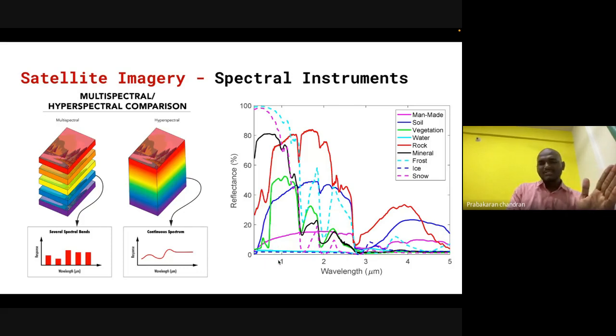But if you go beyond this, which is 1 micrometer or more, you can see the shift, which means vegetation reflects a lot more. And the soil or man-made is comparatively reflecting less. The reflectance is lesser than what vegetation and rock or other things are doing. So this is based on the characteristics of that particular element.